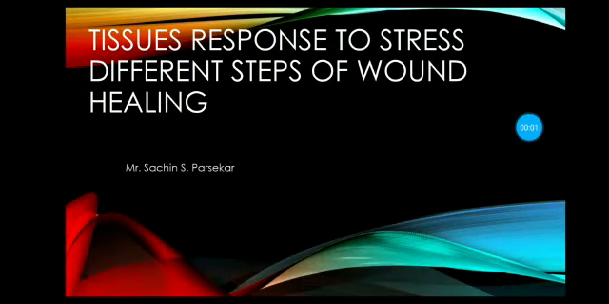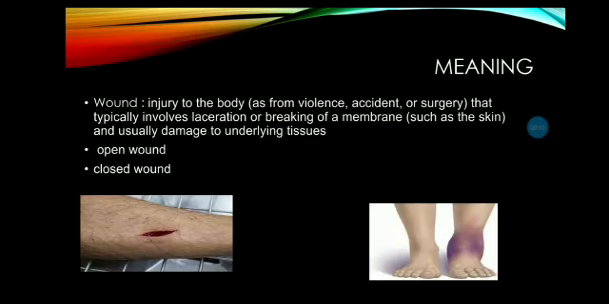Hello students, today I'll be covering a tissue's response to stress and the different steps, or phases, of wound healing. First we'll see the meaning of wound. A wound is any injury to the body, which may be like a laceration, a breaking of membrane. We can also say that if there is a cut in our body, or the underlying tissues under our skin or any bone is getting damaged, that is a wound.